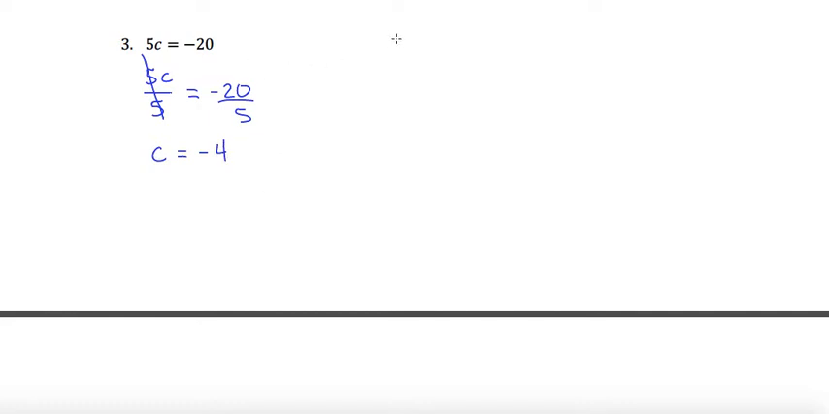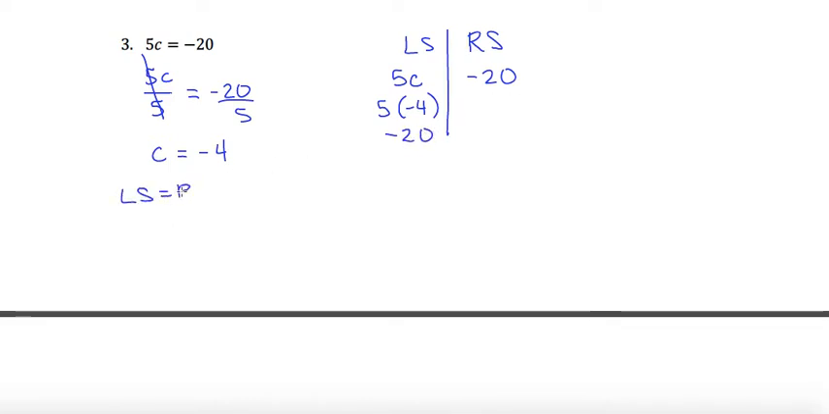So now we can do our left side, right side check. To verify our solution, the left side is 5c, the right side is negative 20. I'm substituting in the value of negative 4 for c, and 5 times negative 4 gives me negative 20. The left side does equal the right side. That's what I want to see. So therefore, c is equal to negative 4.